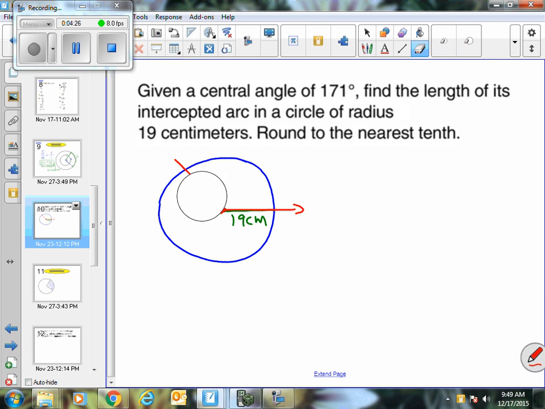Oh, that's a terrible estimate of that. Let's make that a little bit bigger. 171 would be more like there. So 171 degrees. All right, so they want the intercepted arc.